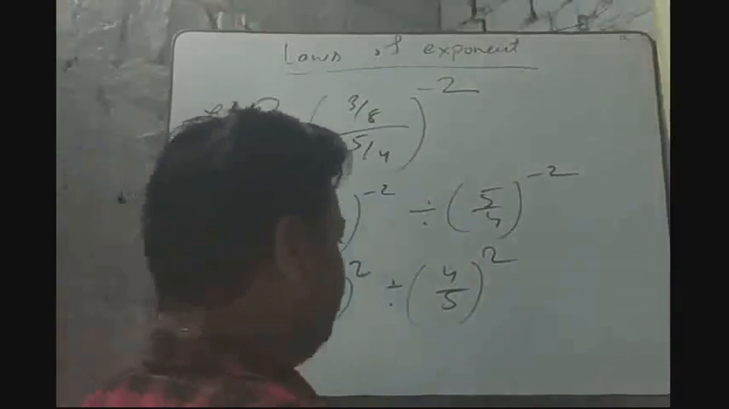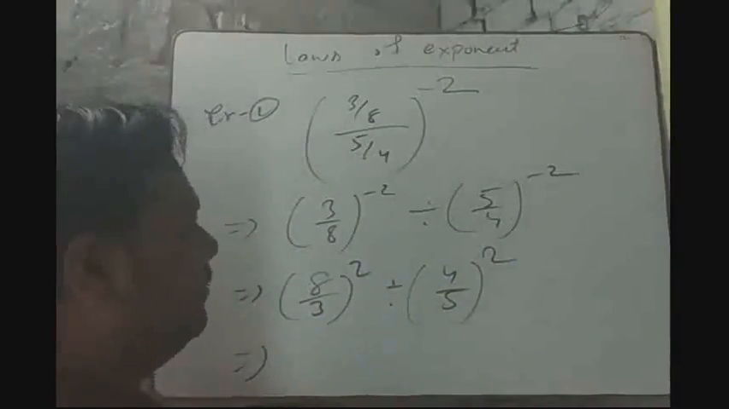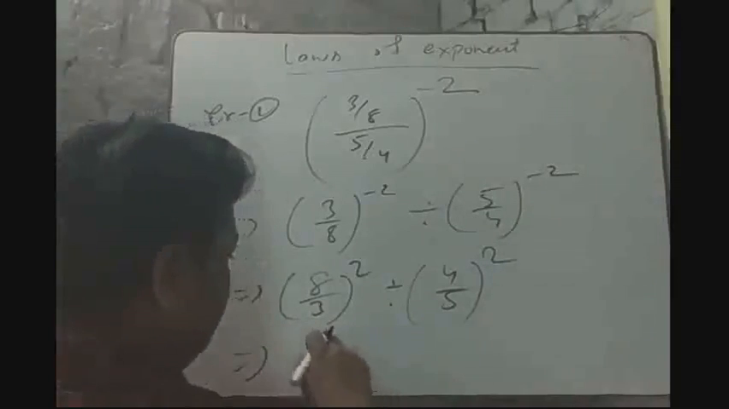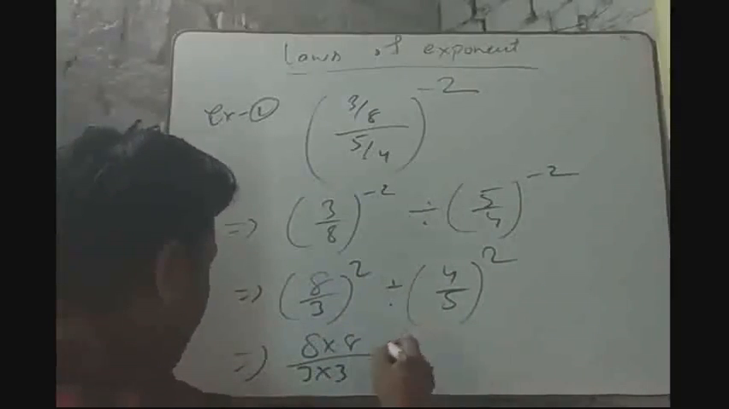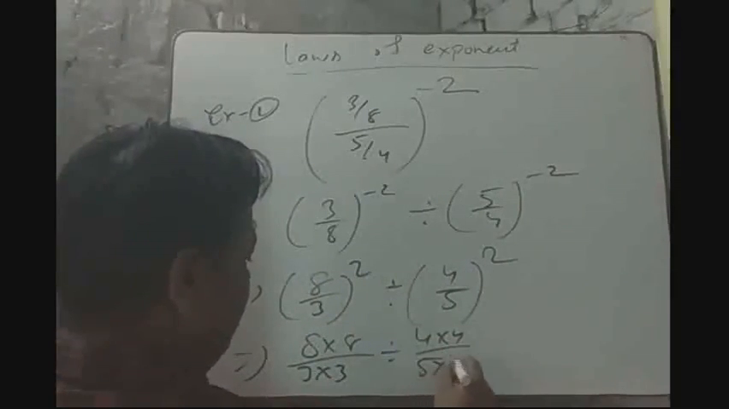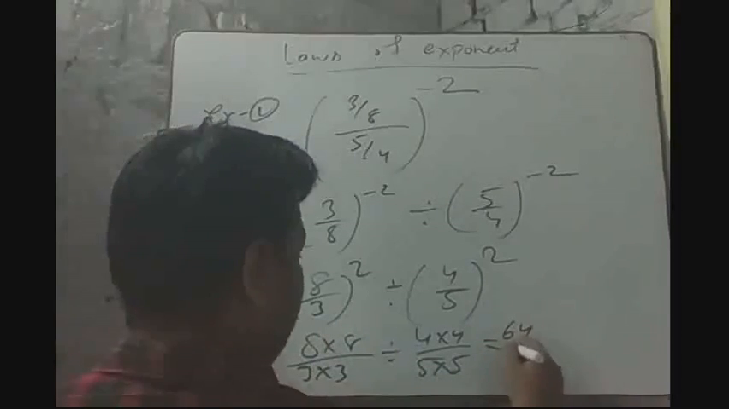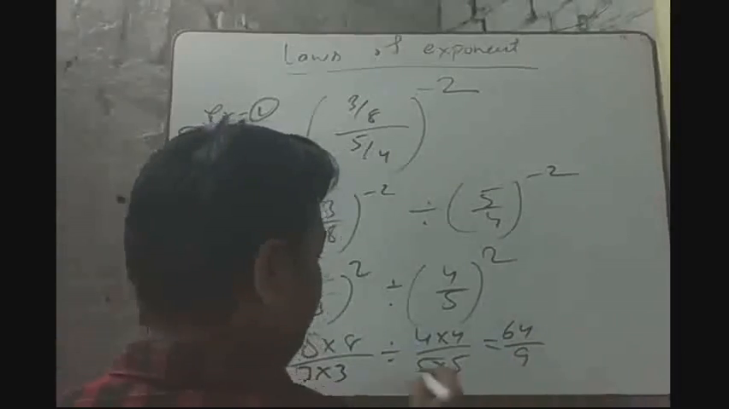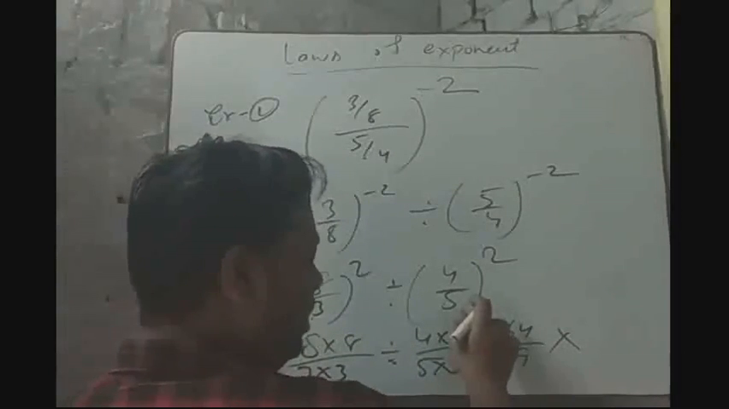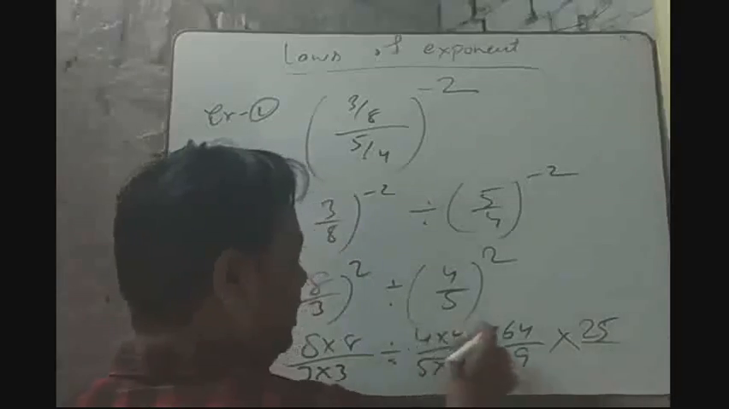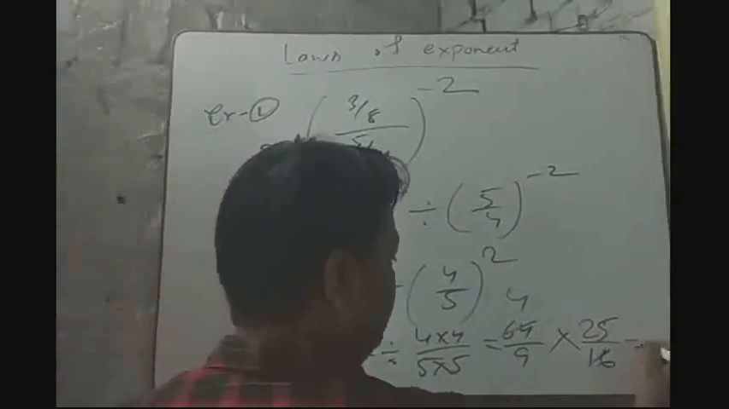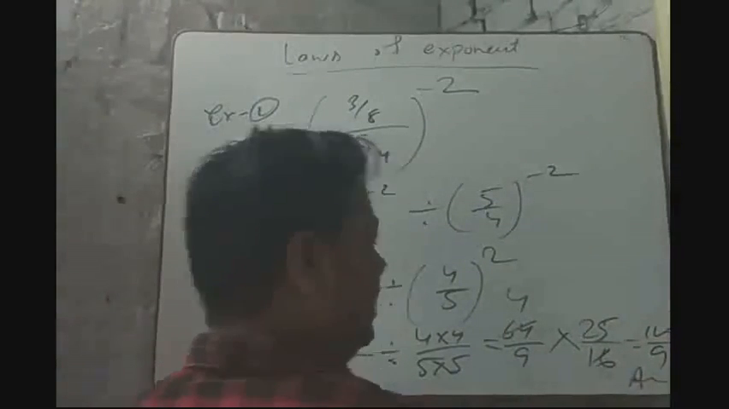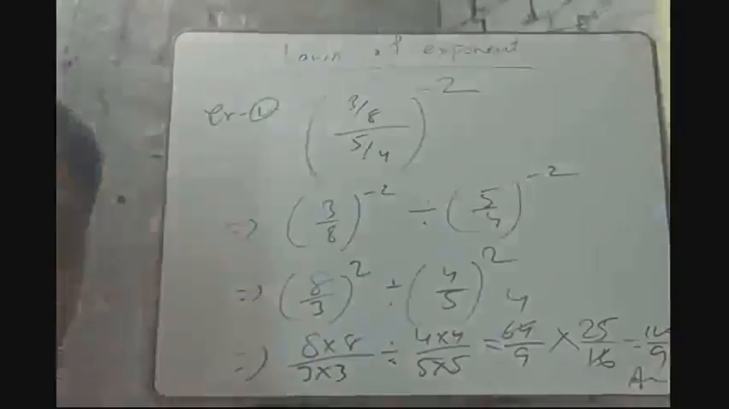Now, after that it is in divisional form, so we will write 8 into 8 by 3 into 3 divided by 4 into 4 by 5 into 5. It will be 64 by 9. And if you change it into multiplication form, then this will go upside, 5 into 5, 25 will go upside, and 4 into 4, 16 will go downside. So 16 times 4 is 64. Now 25 times 4 is 100 by 9 will be the right answer. So this is the second example if the power is in negative form.